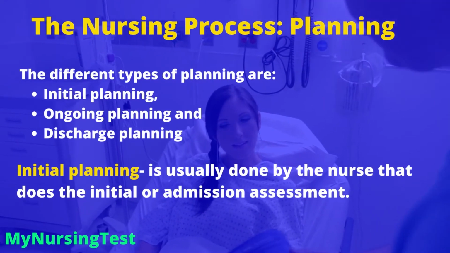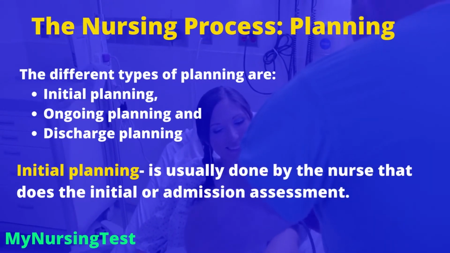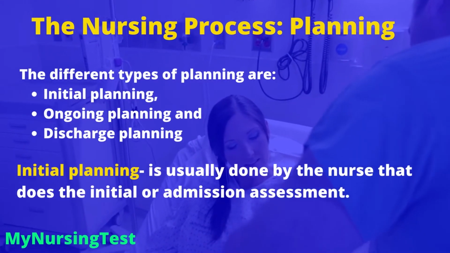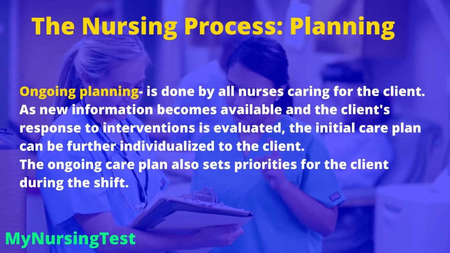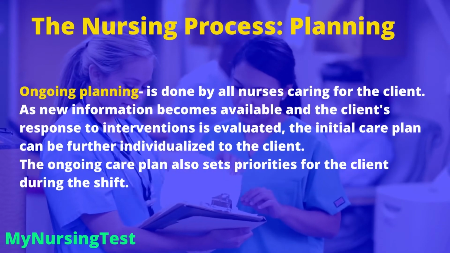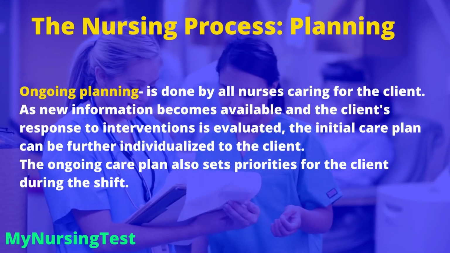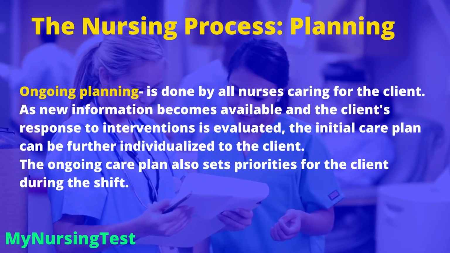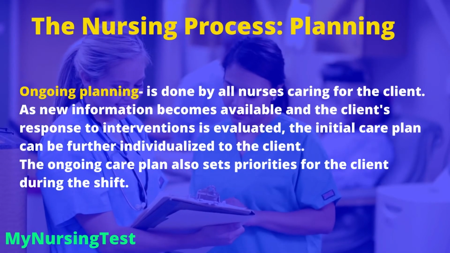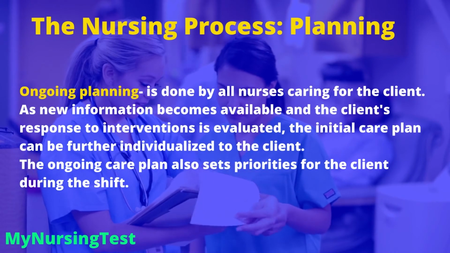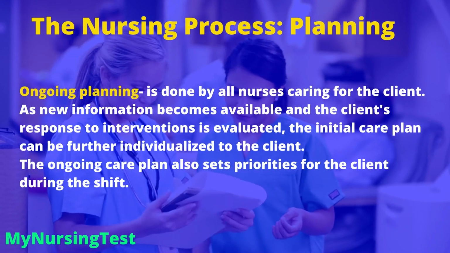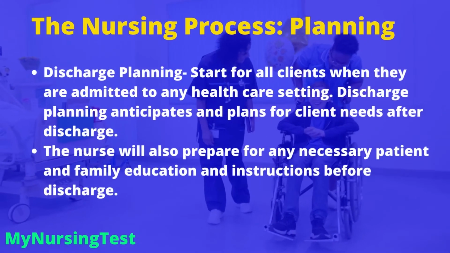There are different types of planning. The most common are: initial planning, which is usually done by the nurse that does the initial or admission assessment. Ongoing planning is done by all nurses caring for the client. As new information becomes available and the client's response to interventions is evaluated, the initial care plan can be further individualized to the client. The ongoing care plan also sets priorities for the client during the shift.